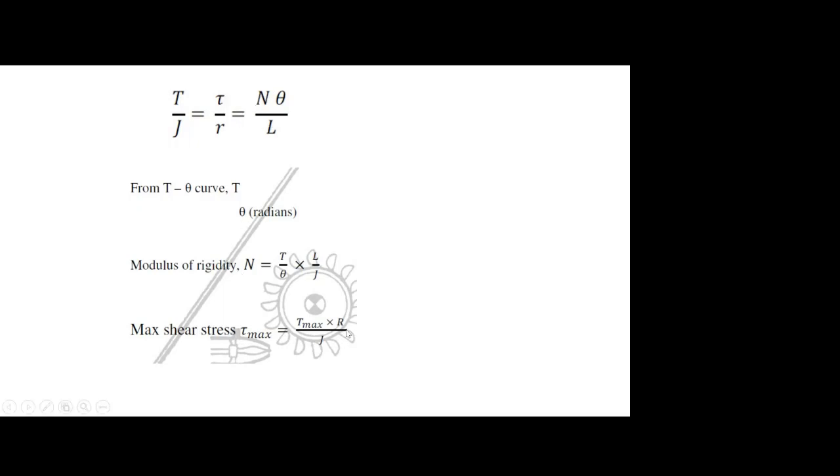r is the radius of the specimen divided by J, the polar moment of inertia. Using this one, you can calculate the maximum shear stress corresponding to that particular torque that we have used. Okay, that's all about the procedure. So next we shall see a video. Let me play it. I don't know whether it will work, because the size is a little bit larger.